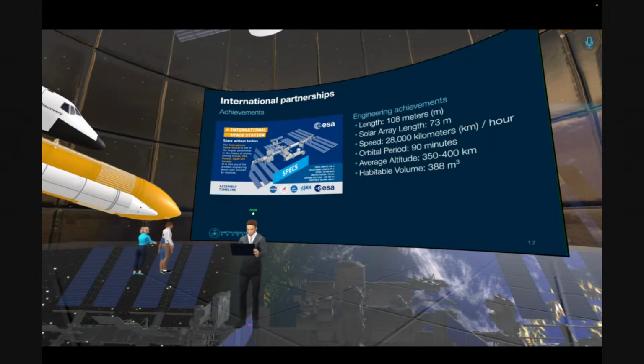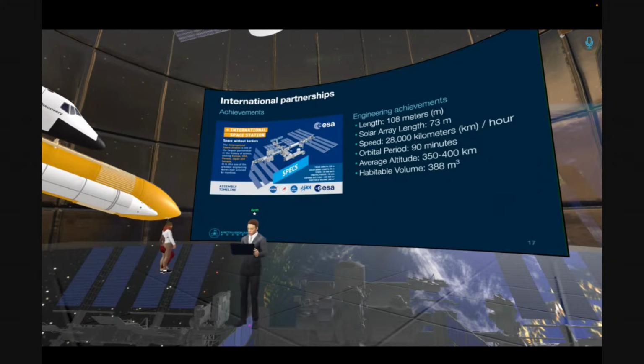It's one of the largest international partnerships in the history of science, and it united Europe, the United States, Russia, Japan, and Canada in the pursuit of these scientific objectives. In addition to this great achievement in international partnership, it's also a great achievement in engineering. It's one of the largest engineering structures that has ever been made, certainly the largest that has been in orbit.